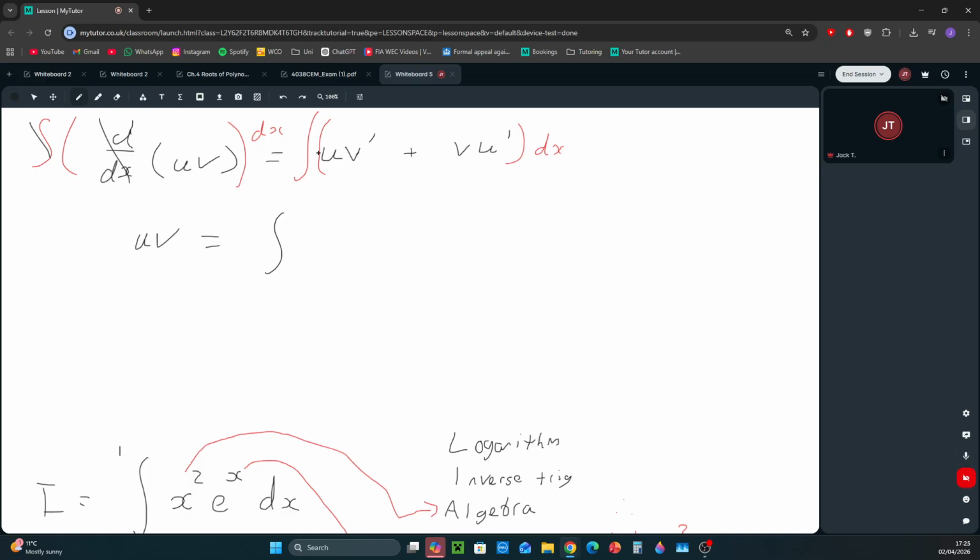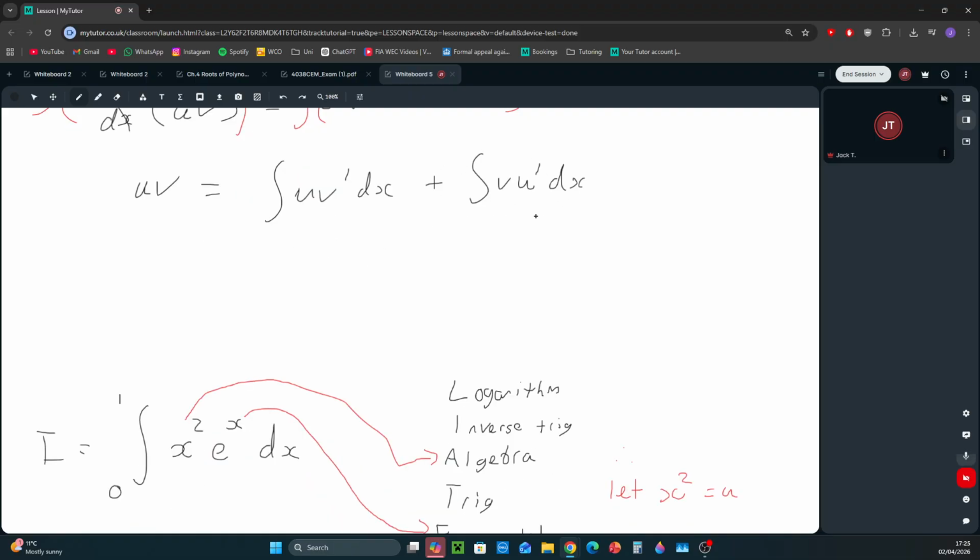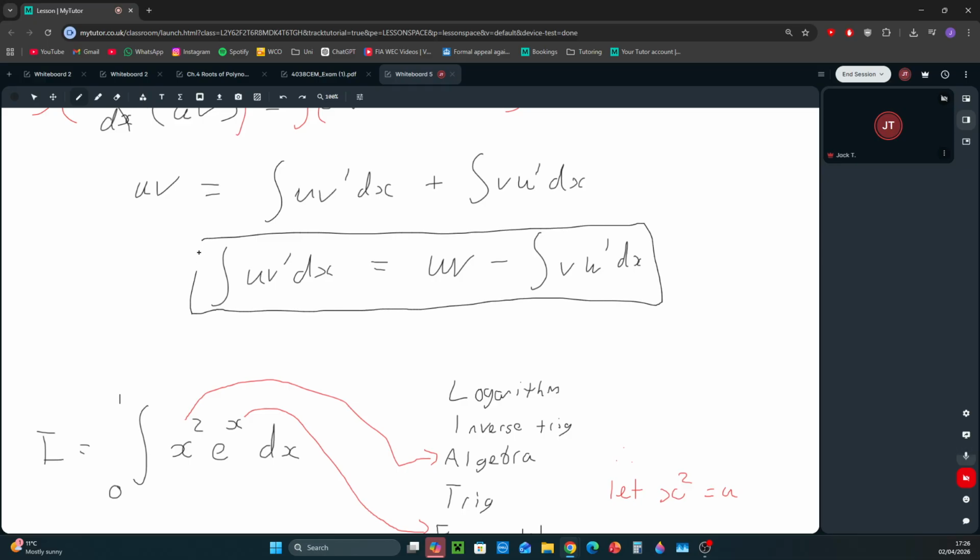And then we're going to have this. If we just integrate both of them, it's literally just going to look like this: the integral of u prime v dx plus the integral of u v prime dx. But we've got two integrals and we're just looking at one thing. So we're just going to subtract this one on the bottom. We're left with the integral of u v prime dx is equal to uv minus the integral of v u prime dx. And this is integration by parts. It's basically just the product rule, but backwards.